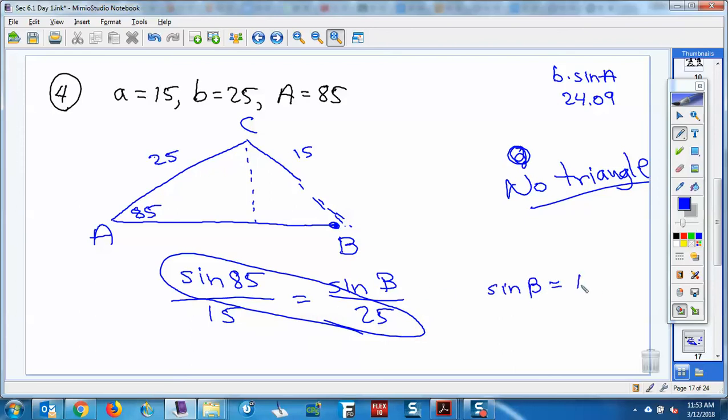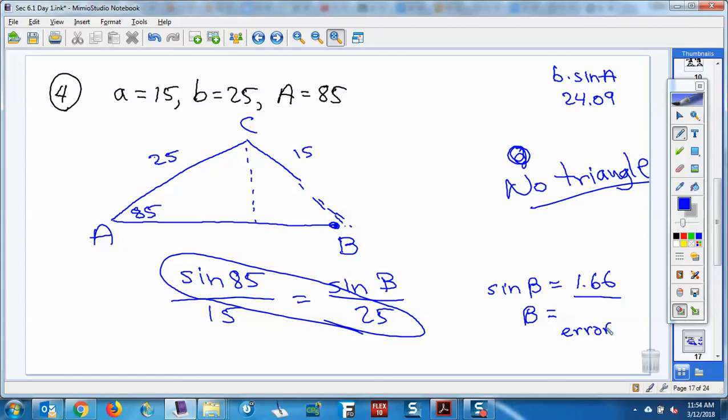1.66. Can sine be more than 1? Now, to find B, what you would normally do is inverse sine, right? You do inverse sine. Guess what? You're going to get an error. Now, you probably don't even need to. You just know, hey, that's more than 1. Oh, when you get an error, what's that mean? No triangle.